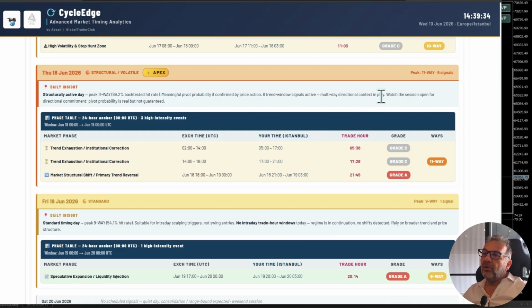Multi-day directional context in play. So this is already good. We're trend following. Watch the session for directional commitment. Pivot probability is real but not guaranteed. Obviously, nothing is guaranteed. But imagine adding this information, which is high probability correct, into your trading.